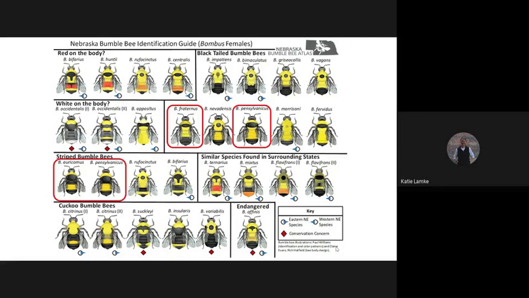And that's because bumblebees exhibit color pattern variation within species. So this bee is listed in two places because it fits both of those categories depending on which color variation you ended up collecting. And it's very similar looking to Bombus fraternus as well as auricomis.